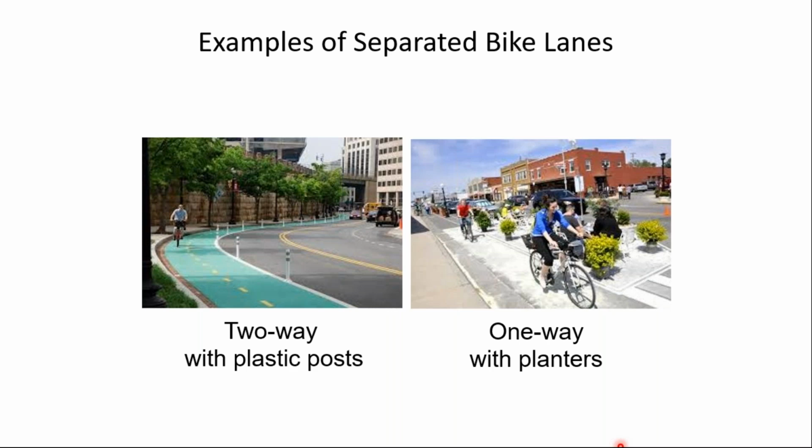Some more examples here. On the left is a two-way facility. It looks like in this case they did pretty much make the entire facility the green pavement, and then they have the flexible delineator posts separating the vehicular traveled way from the bike facility. And then on the right, I think that's Denver, Colorado, but notice it's a one-way facility using planters.